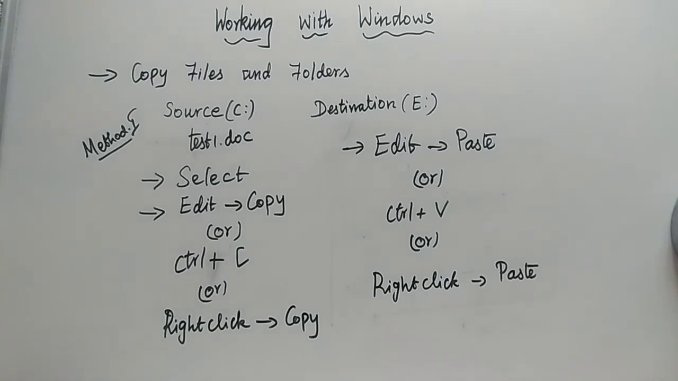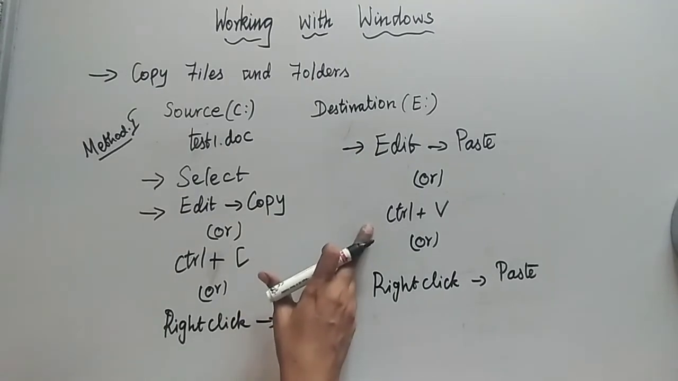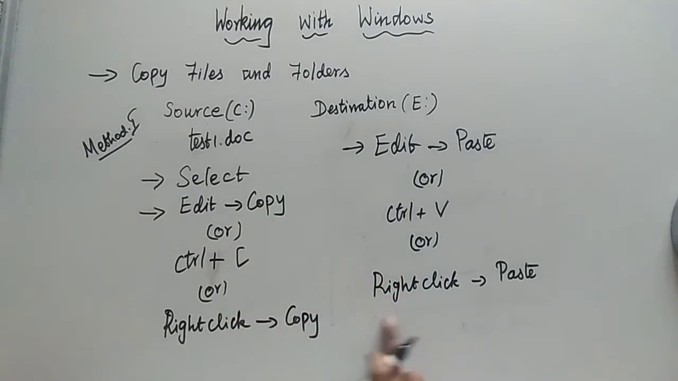So, are you clear with this topic, how to copy files and folders? Yes, this is the way. The first is by using your menu, next by using your keyboard shortcut, and next by using your mouse. This is how you have to proceed. So you can think that, more or less, the steps for move and copy are the same.